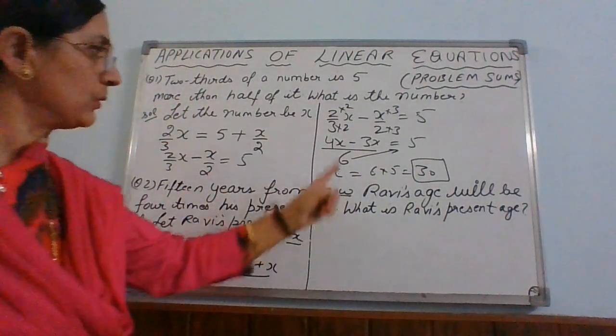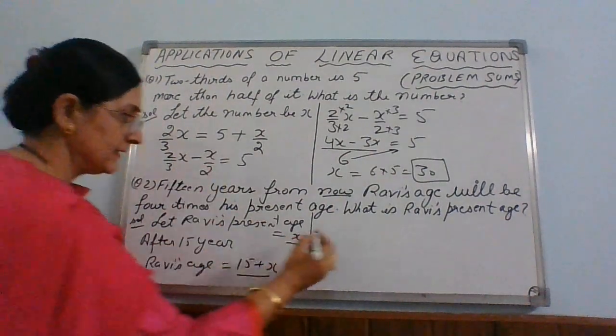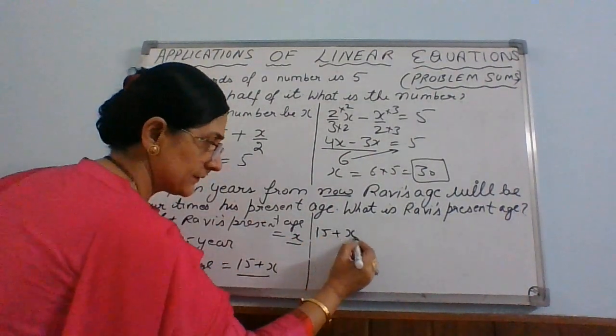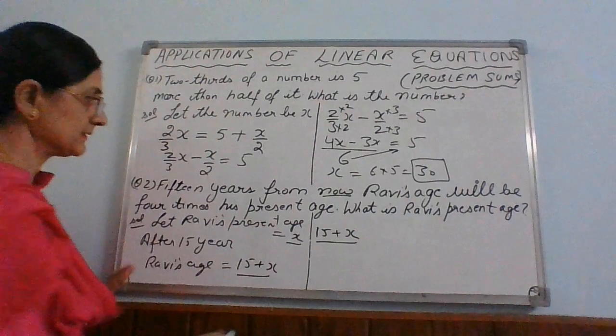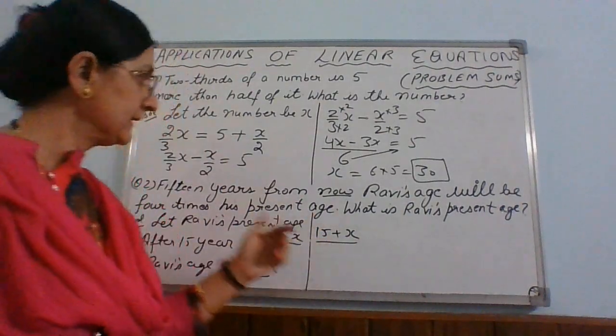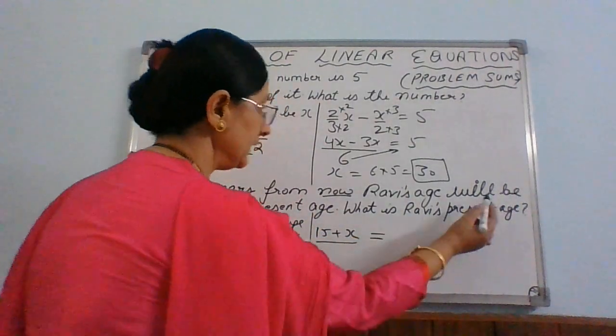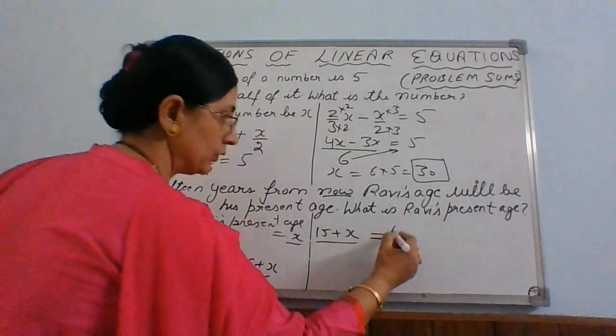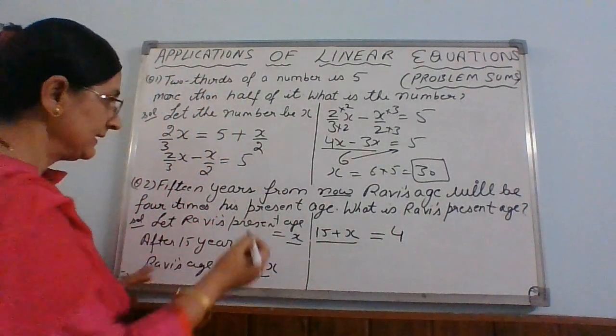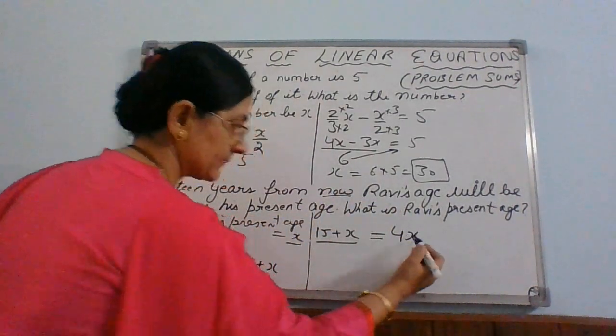15 years from now, Ravi's age. 15 years from now means this is the age which is 15 years from now. You have to write this. The 15 years age will be equal to what? That will be equal to 4 times. 4 times means multiply. So the present age is x.